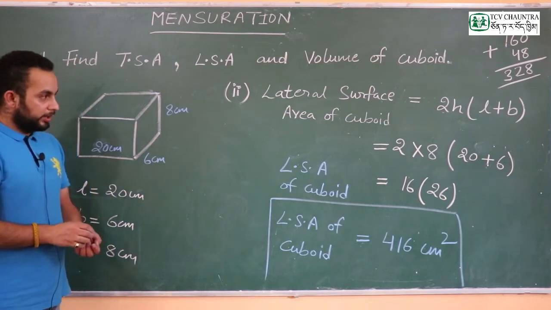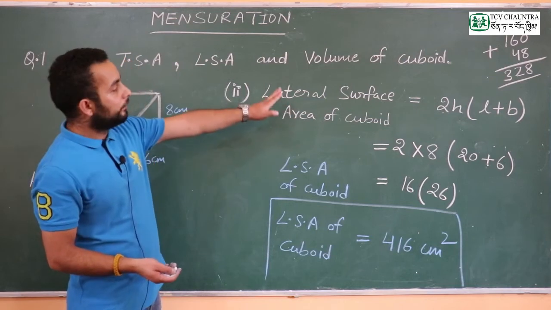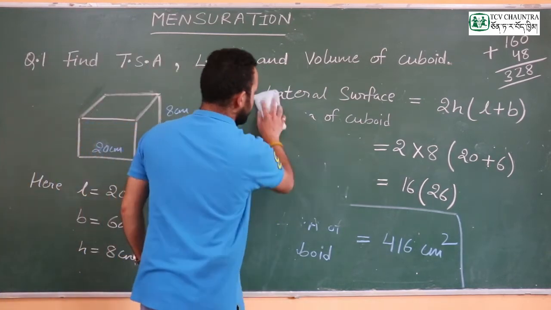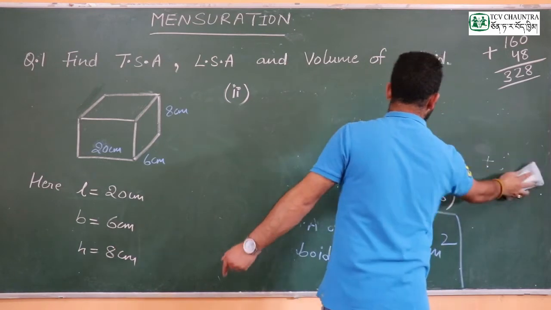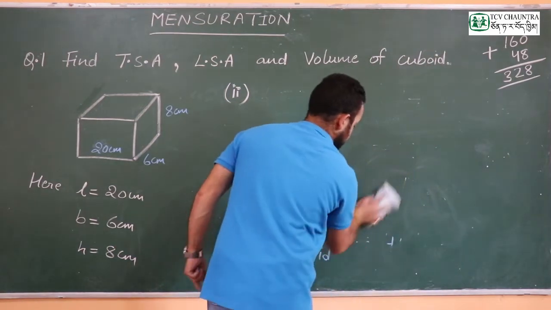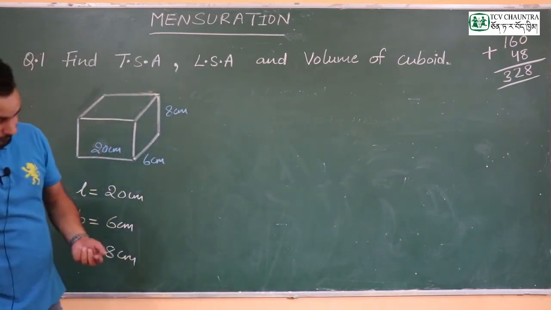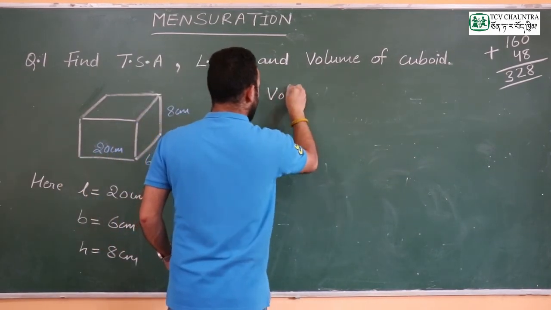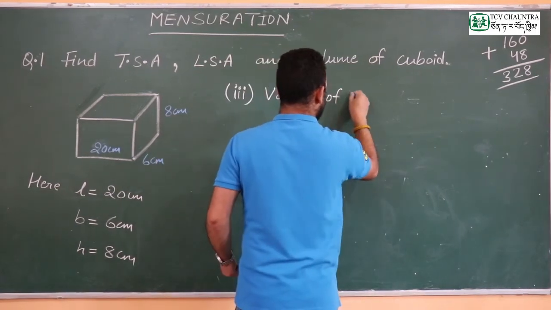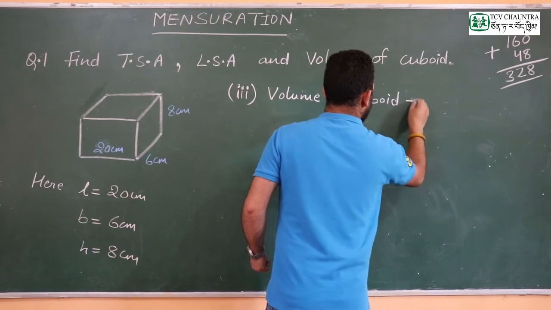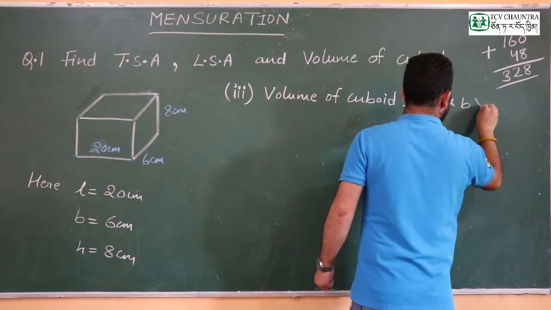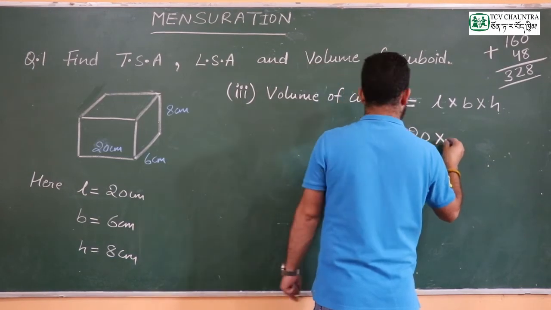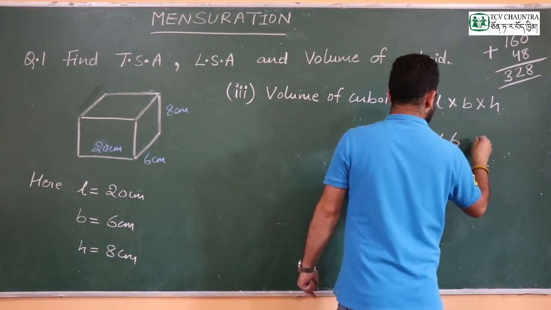Is it clear? Okay, if it is clear, then lastly we are going to find out the volume of cuboid. Again, you know the formula of volume of cuboid. Just substitute the values given for you in that formula. Is it clear? Okay, now third, we are going to find out volume of cuboid. Okay, the formula is length into breadth into height. So the values are given, just substitute here. 20 multiply 6, breadth is 6 and height is 8.